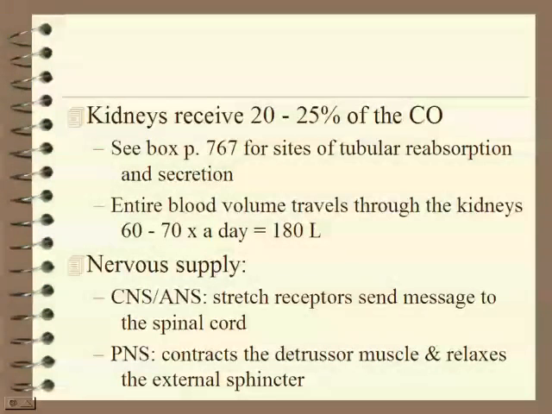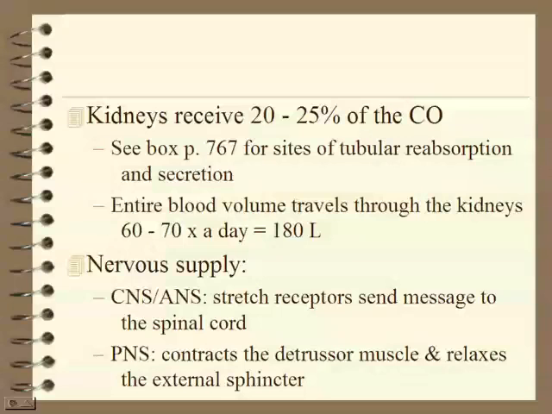The entire blood volume travels through the kidneys 60 to 70 times a day. That's about 180 liters. That 180 liters a day gives us a glomerular filtration rate of 125 milliliters per minute. That's 1,200 milliliters per minute to the kidneys that go through. On average, the amount of urinary output that we have is between 1 and 2 liters a day.